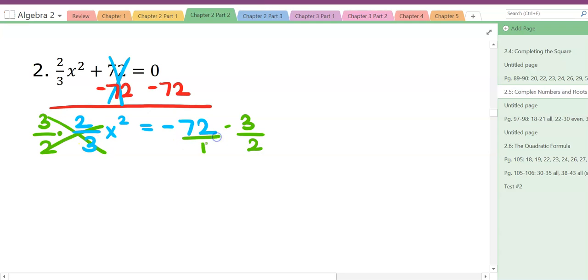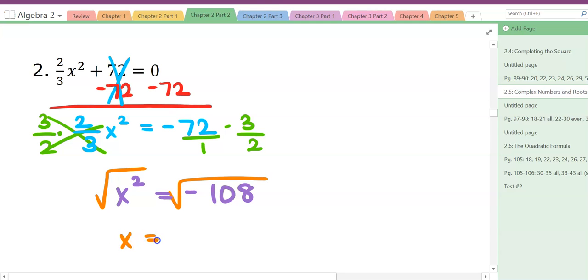Now 72, you could write that as over 1. So you're going to get x squared equals, if I actually take this, you could do a little bit of reducing beforehand, but either way you're going to get negative 108. Now we square root both sides. So I get x equals the square root of 108 times the square root of negative 1.